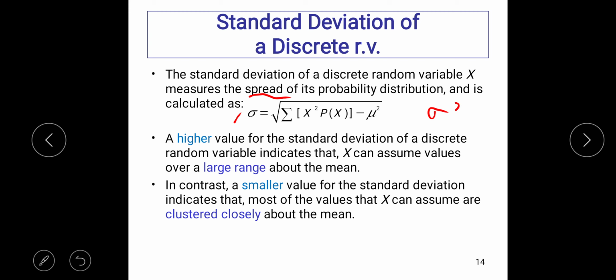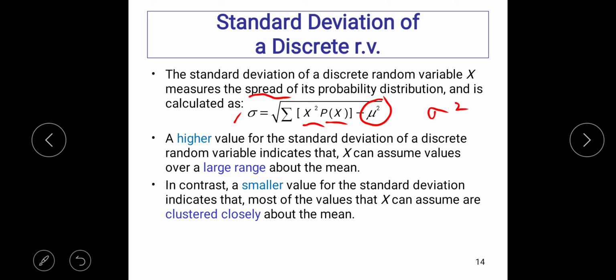this is of course your variance, and if you want to find the standard deviation, you need to find the square root. So in this case, you have to change your x into x squared and then multiply with its probability, and then you also find its summation again, and then you have to minus the square of its mean or average.